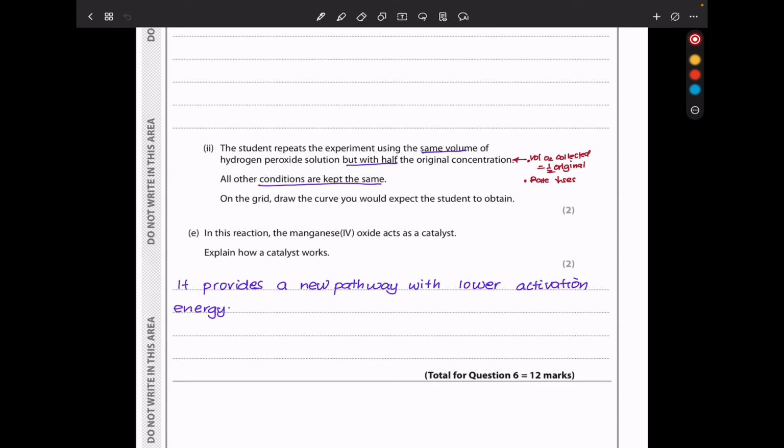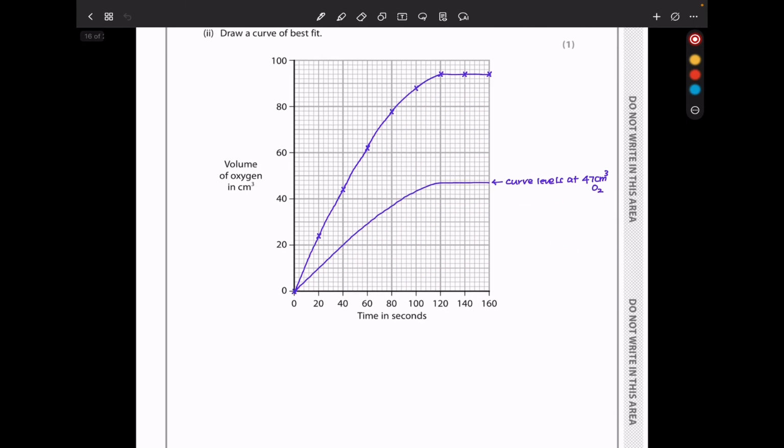In the next part, the student repeats the experiment using the same volume of hydrogen peroxide solution, but with half the original concentration. All other conditions are kept the same. On the grid, draw the curve you would expect a student to obtain. Because they've used half the original concentration in the same volume, it means the number of reacting particles are going to be half, and therefore the rate is going to decrease.